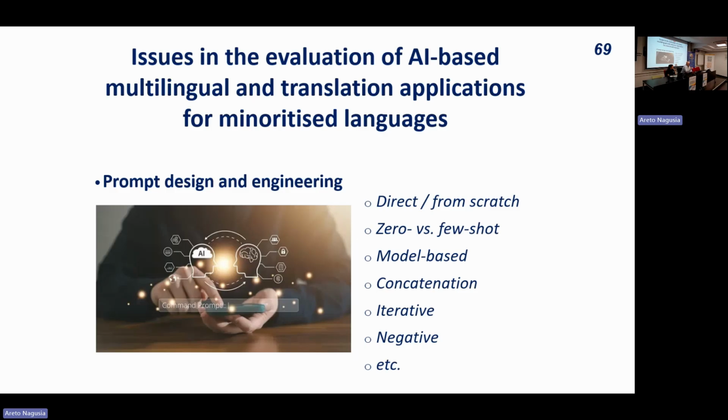So this introduces a very interesting, but at the same time, very complex issue in the evaluation, because with these AI systems, you always start with a prompt. And the prompt, as you all know, can be very basic, as in translate this text from Basque into English or whatever. Or you can also provide what is in translation studies known as a translation brief, okay?